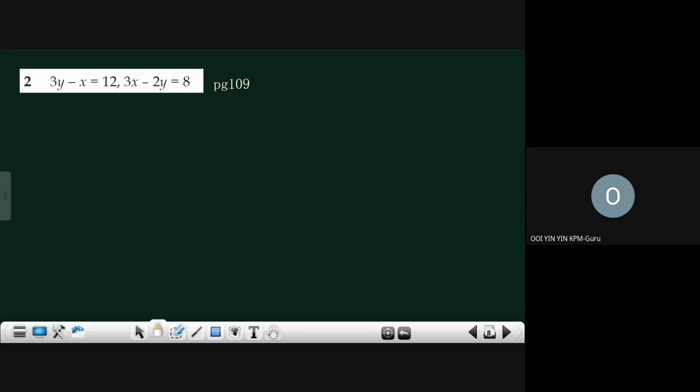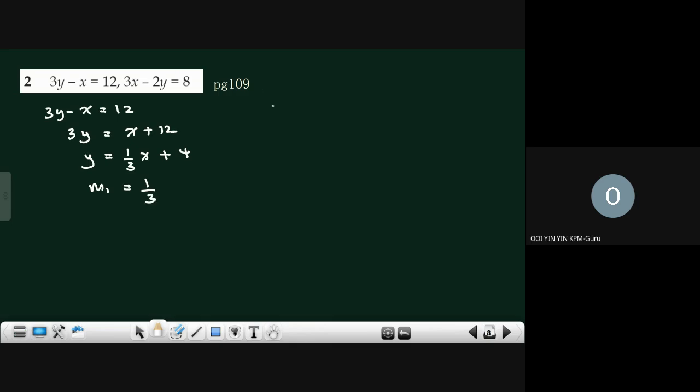Now one more example, to find out whether these two lines are perpendicular or not. Again, 3y minus x equals 12. Rearrange it: 3y equals x plus 12. Then we divide by 3, so your y is 1 over 3 x plus 4. So your m1 here is 1 over 3.